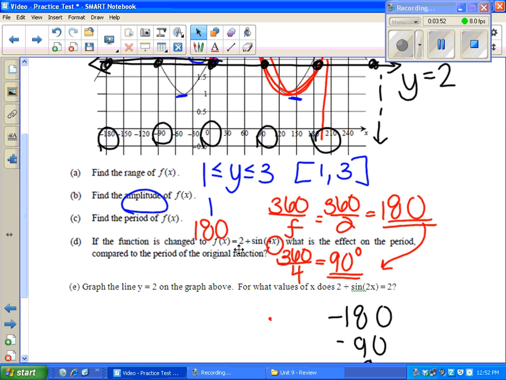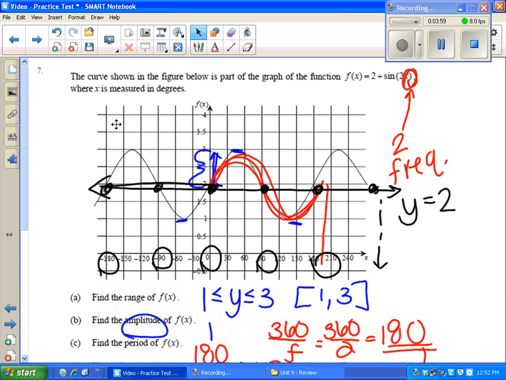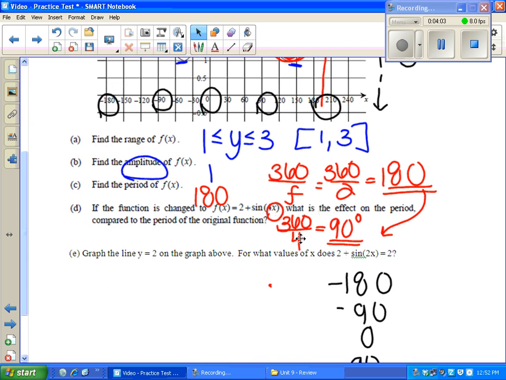If the function changed to f of x equals 2 plus sine of 4x, well, that 4 is your frequency, whereas in the original function, the frequency was 2. So it would then be 360 divided by 4, making your period change from 180 degrees to 90 degrees. So now you're seeing the whole curve from 0 to 90 instead of from 0 to 180.